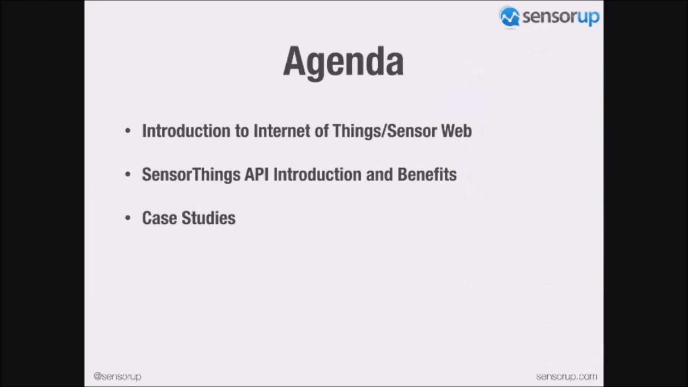So this is the agenda. So first, introduction to Internet of Things and the SensorWeb. And then we'll introduce what is SensorThings API and what are the benefits of SensorThings API. And finally, we'll talk about some case studies, some existing projects using SensorThings API to manage their sensors and assets.